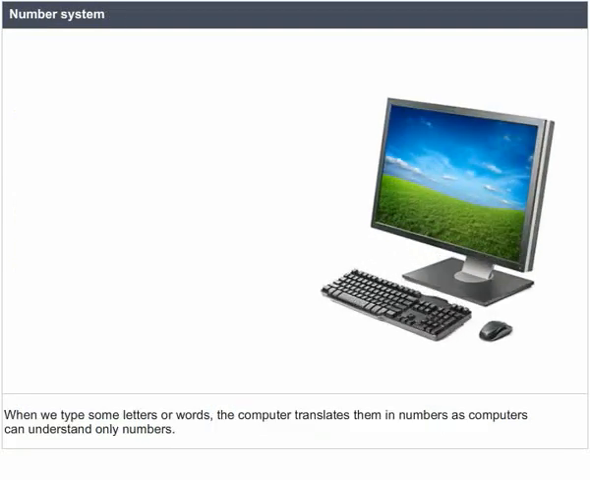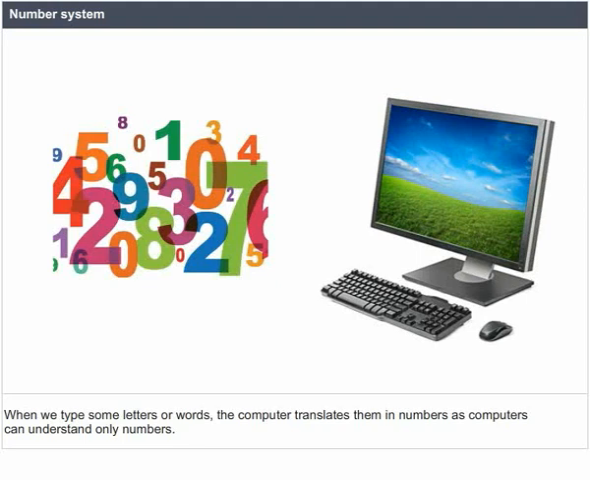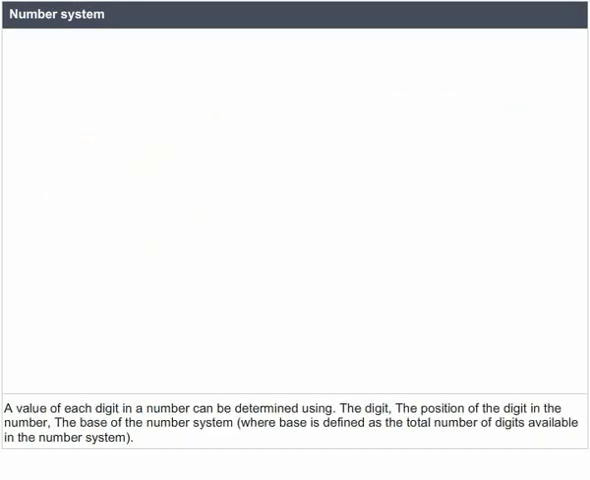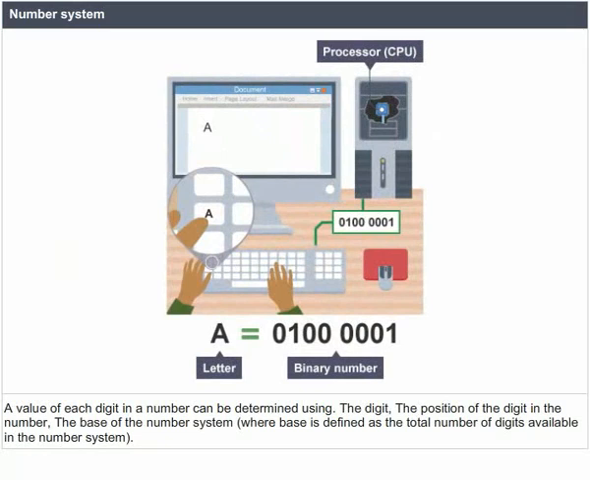Number system. When we type some letters or words, the computer translates them into numbers, as computers can understand only numbers. A computer can understand a positional number system where there are only a few symbols called digits, and these symbols represent different values depending on the position they occupy in the number. The value of each digit in a number can be determined by using the digit, the position of the digit in the number, and the base of the number system, where base is defined as the total number of digits available in the number system.